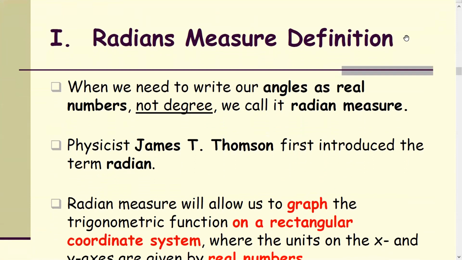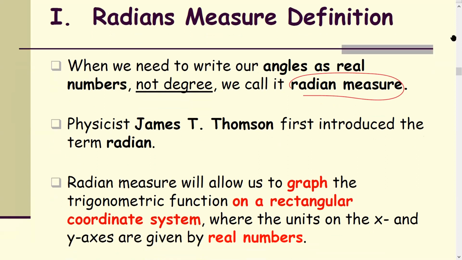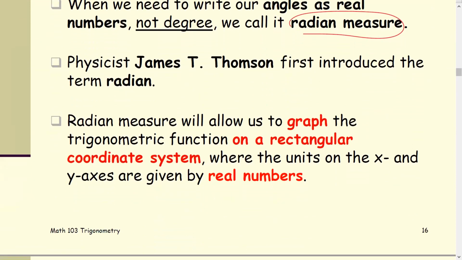Radian measure definition. We're going to write our angles as real numbers, so that will be not in the degree form. And this form we call the radian measure. James T. Thomas was the first one who introduced the term radian. And the radian measure will allow us to graph the trigonometric functions on the rectangular coordinate system, where the units on the x and the y-axis are given by real numbers.